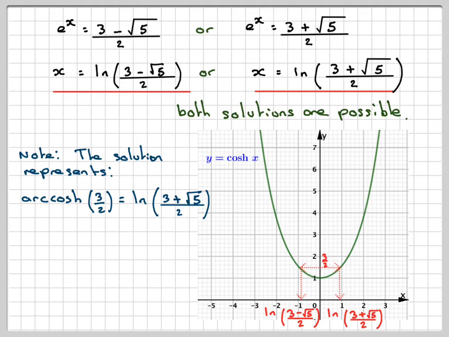The reason being is this is a many-to-one. Cosh x is a many-to-one function, but the inverse function can only be one-to-one. So we only take this one as the principal value. So any calculator will only give this one solution. You would have to realise that there is a second solution, which is negative the principal solution.